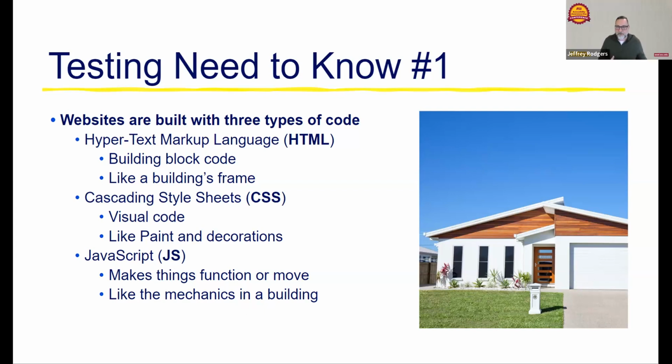So if you're going to have plumbing, if you're going to have doors that open, if the garage door goes up and down on a website, that is all controlled with JavaScript. And so those are how the 3 different types of code work with a website. Next, please.